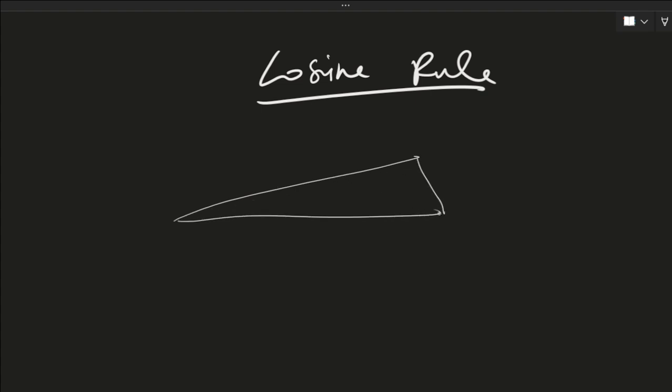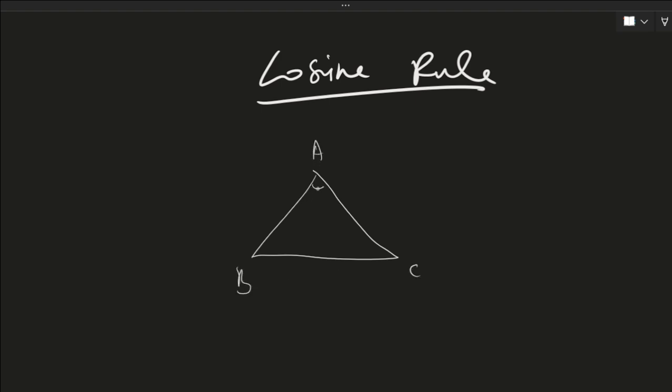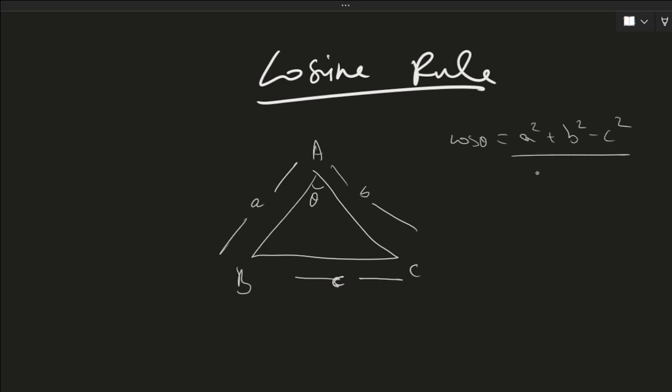Okay, so suppose you've got a triangle. Let's say it's somewhat like this, A B C. I'm pretty bad at drawing. Let's call this angle theta. Let's call this side A, this side B, and this side C. Now the cosine rule states that cos of theta is a square plus b square minus c square by 2ab.